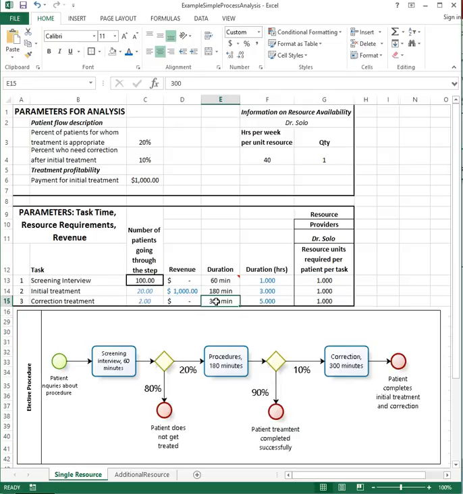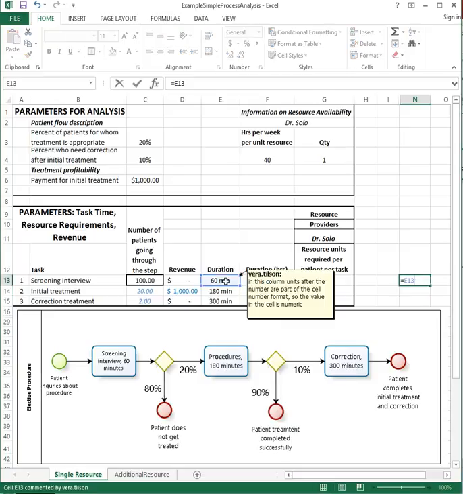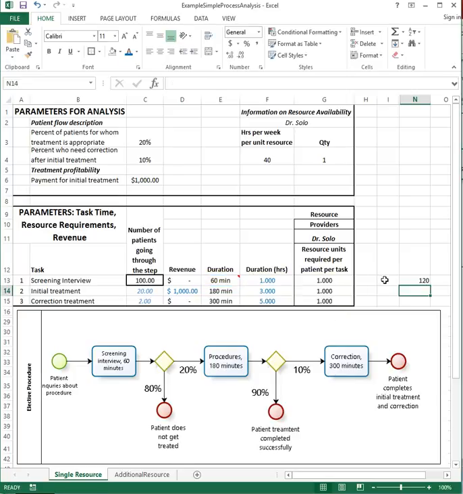There are a few things from the point of view of Excel to look at here. For the 60 minutes, there is a comment here. In this column, units of the number are part of the cell number format, so the value in the cell is numeric. You can see in the cell it's written 60 minutes, but if you look in the formula bar, the number is 60. Let me show you. If I type in 60 minutes here, you can see the value in the formula bar has minutes after it, and I cannot take this and multiply it by 2. It's not numeric. On the other hand, I can take the value in this cell and multiply it by 2, and I get 120.